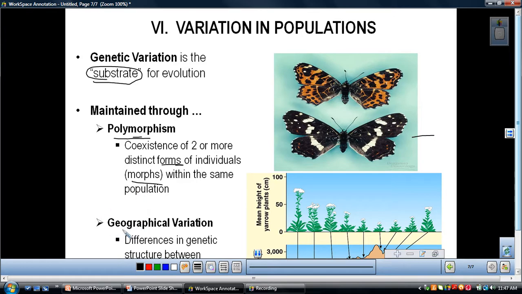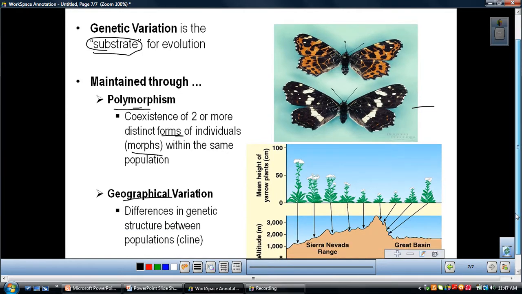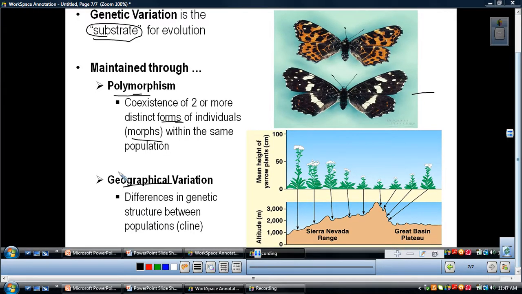Another way that genetic variation is maintained is through geographical variation, and I'll show you this diagram down here. It's differences in genetic structure between separate populations. An example is a cline. You probably read about this. A cline is a graded change in a character along a geographic axis. It can be produced by a gradation in an environmental variable.